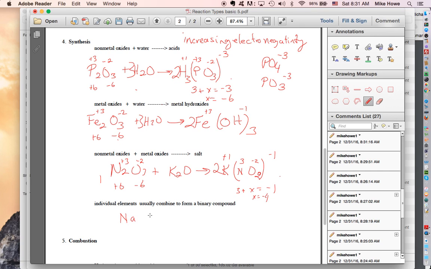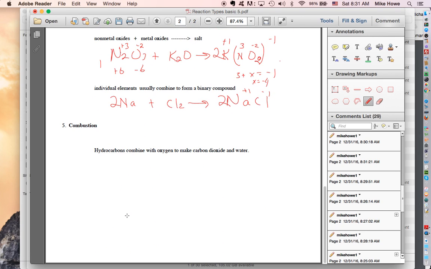Okay, individual elements usually combine to form a binary compound. So you'd have Na plus Cl2. Binary compound would be NaCl. So you'd end up with 2 NaCl. The charges are okay, +1, -1. So you'd have 2 of these, which makes 2 Nas over here. Put that there. There you go. So that was done. So those are not very hard, the individual element ones.